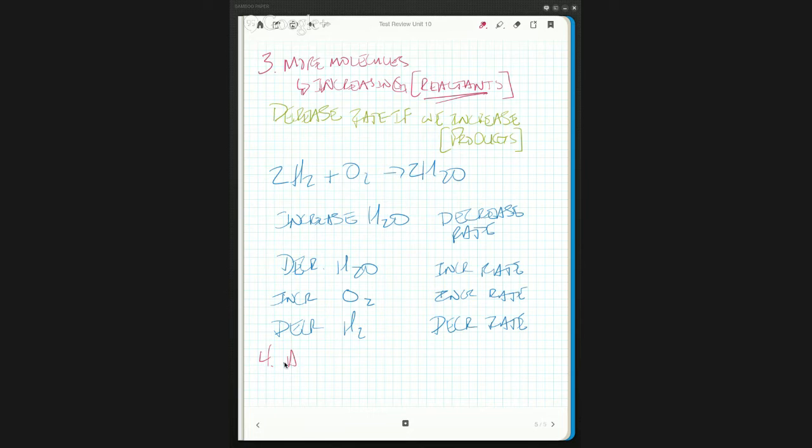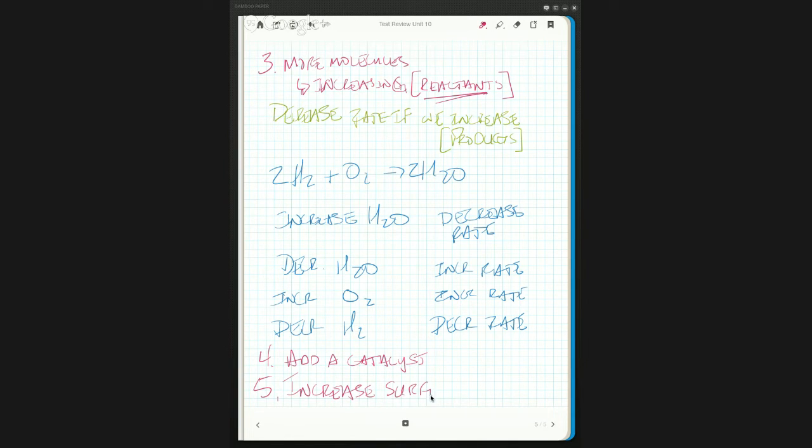Number 4, add a catalyst. That will speed up the rate of the reaction. And the analogy was matchmaker. Reminds me of Fiddler on the Roof. Matchmaker, matchmaker, make me a match. Da da da. You don't remember that? It's a good song. So you can add a catalyst, and last but not least, increase surface area.